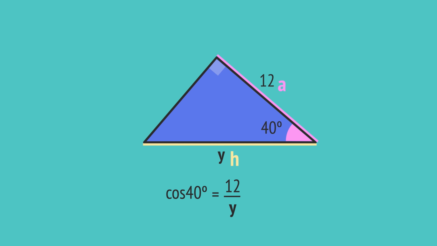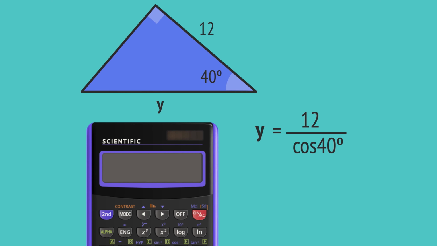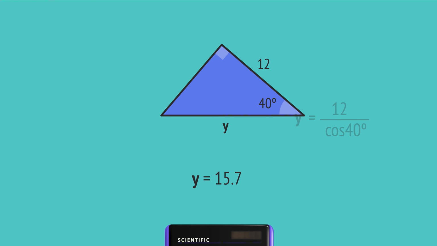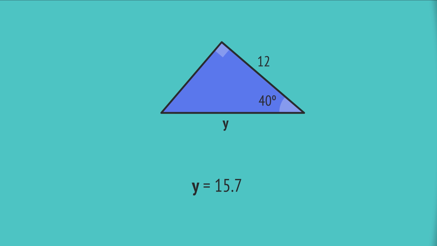Because y is in the denominator, we first multiply by y, and then divide by cosine 40 to get y by itself. Then we enter this into a calculator. 12 divided by cosine 40 equals, which gives y equal to 15.7, rounded to one decimal place.